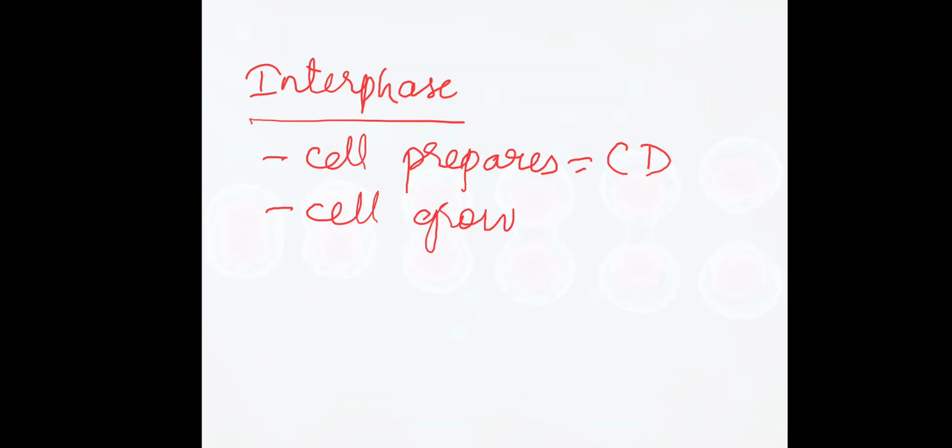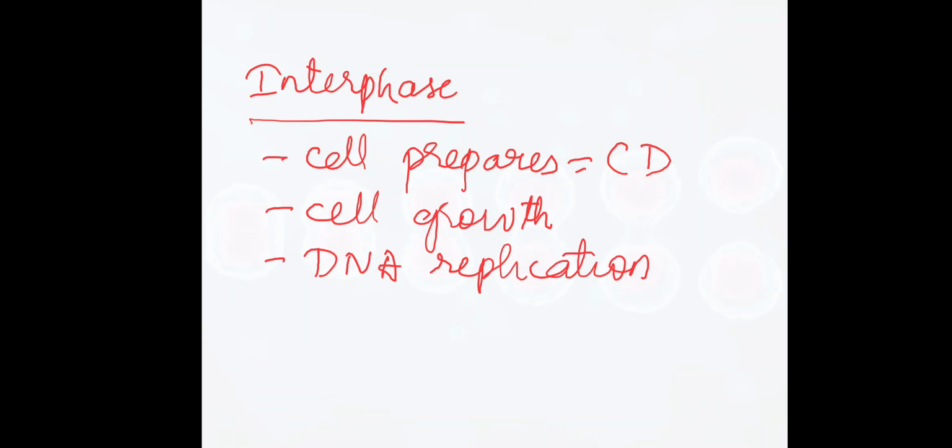Interphase is known to be a resting phase. It is a time during which the cell prepares itself for cell division. There are two processes undergoing in this phase, that is cell growth and DNA replication. So these two processes happen in the interphase. It is also known to be the resting phase.